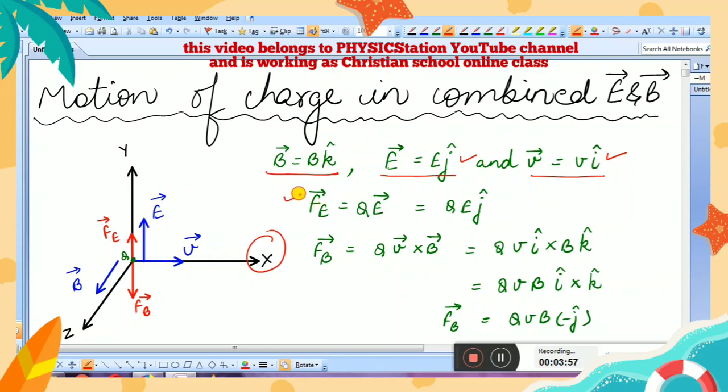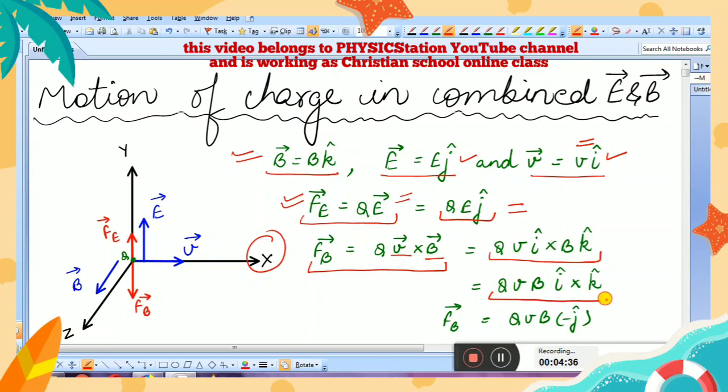Now, as we studied, the electric force experienced by a charge due to an electric field is given by Fe equals qE vector. After replacing the E vector, we get qE j cap. After this, there will be some force due to the magnetic field. The force due to the magnetic field is given by q V cross B. Let us put in all the values here, the value of the V vector as well as the B vector.